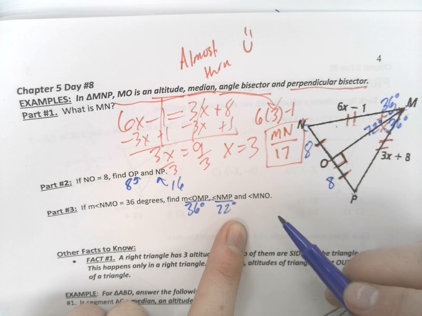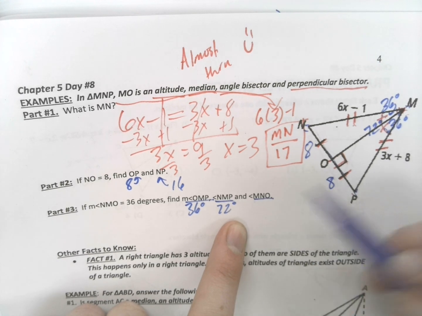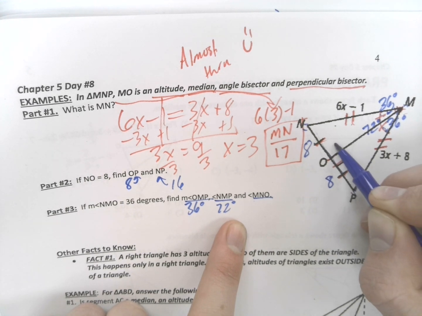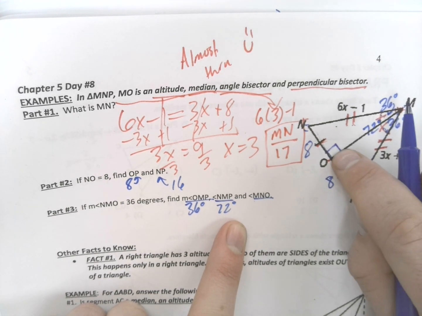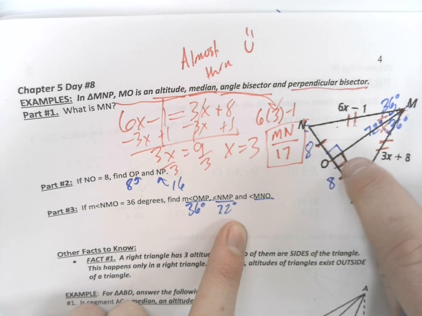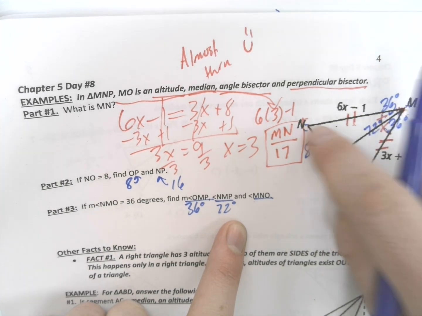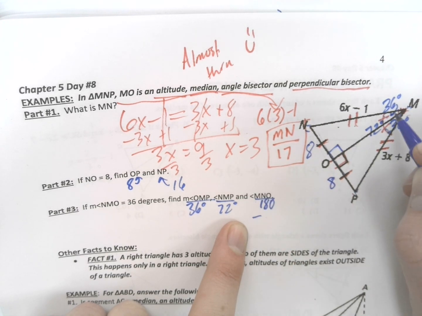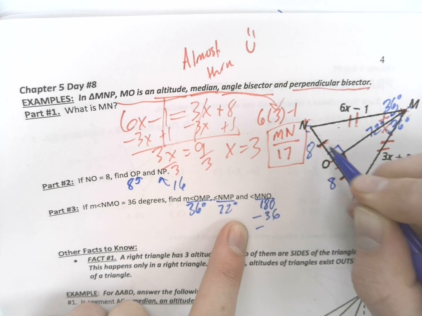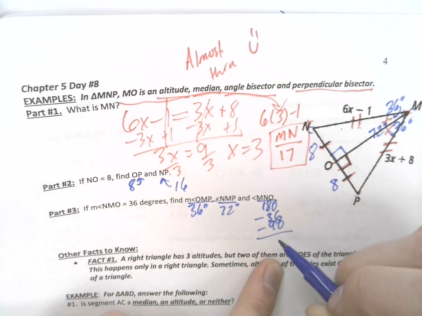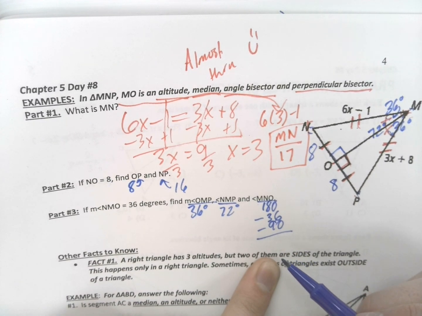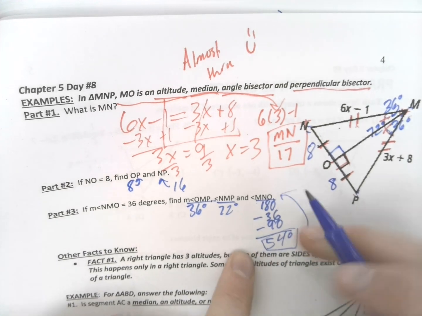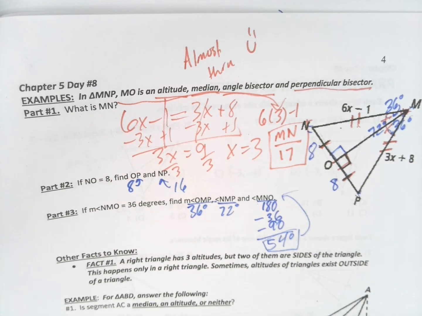And MNO, M to N to O. Now that's where this part gets a little bit trickier, or you would think. If this is 36, and we know this is a bisector, that means that has a right angle also. And if we know that's 36, and we know that's 90, MNO is our third missing angle. So 180 minus 36 minus 90. And when you do the math, I believe you end up getting 54 degrees for MNO.